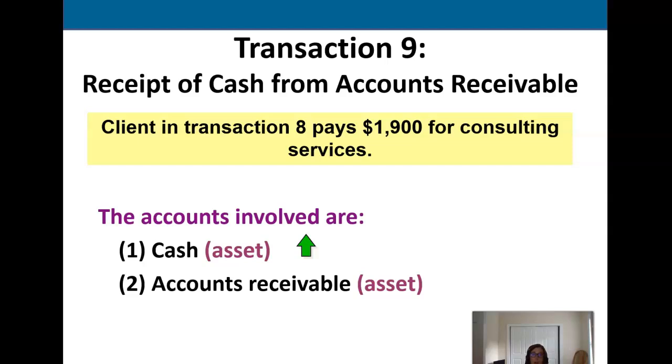So we have now cash as a result of having been paid. And what happened to our accounts receivable? Well, somebody's paid us, so now we want to give them credit for that. And so we're going to subtract that from our accounts receivable balance, because that money's no longer owed to us because now we have it in the form of cash.